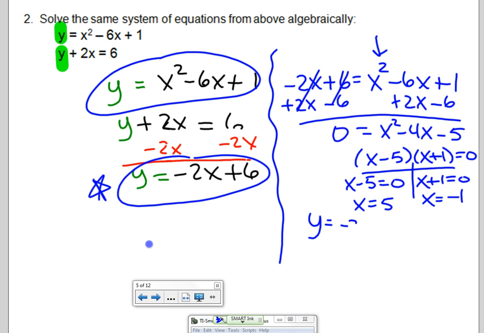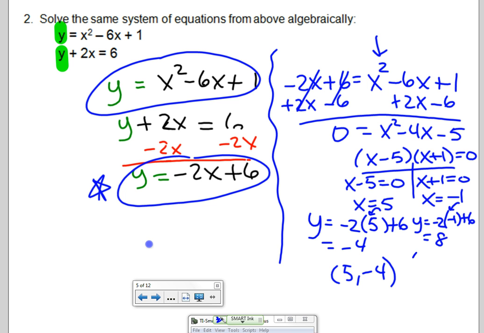So all I have to do is replace the x value with the 5 that I just found. And there's my -4. So one answer is (5, -4). And the other answer, I'm going to plug in -1. And for that one, we get 8. So our other answer is (-1, 8). And those exactly are the two answers that we got when we did the problem graphically.